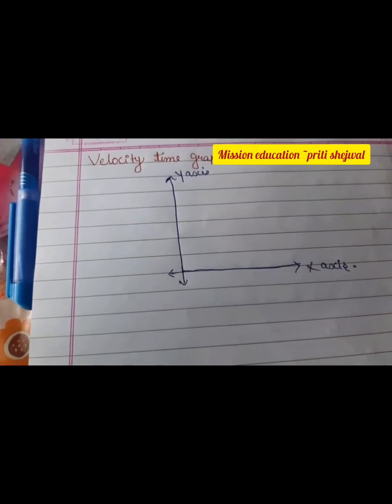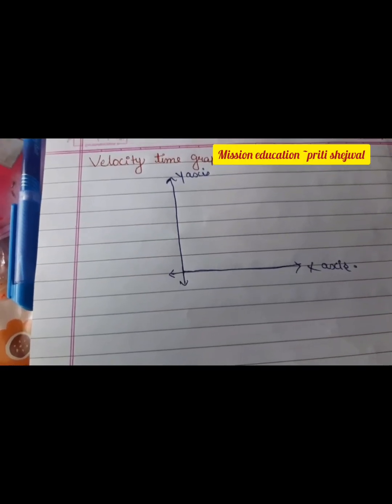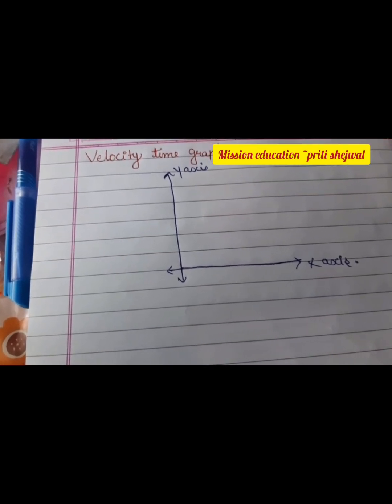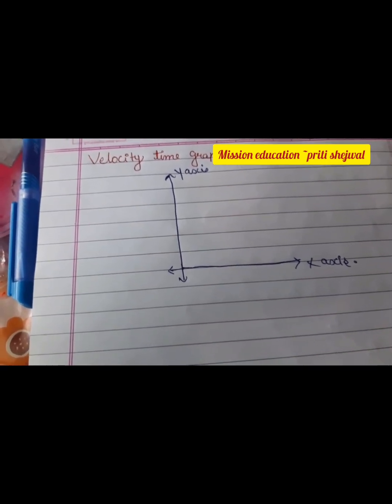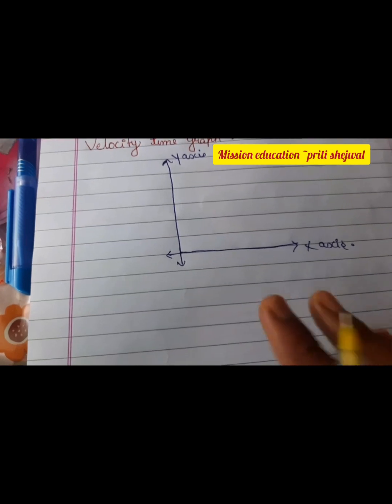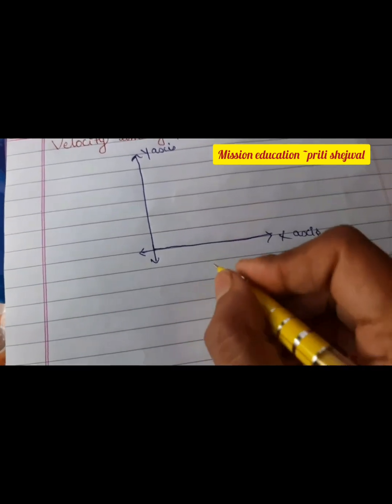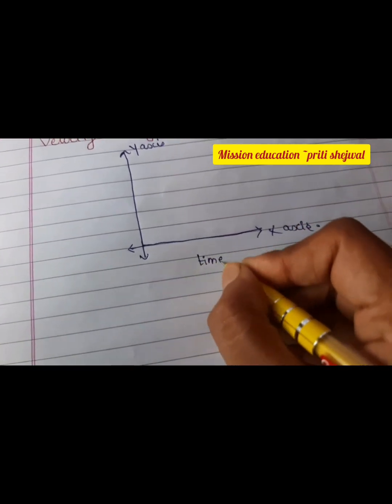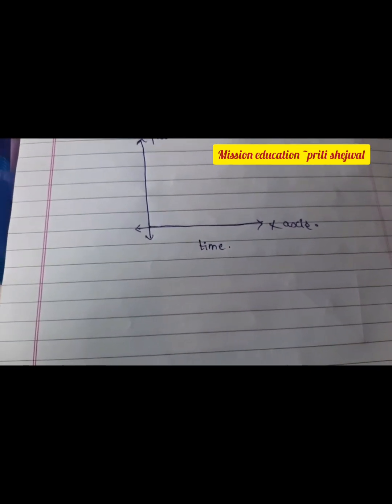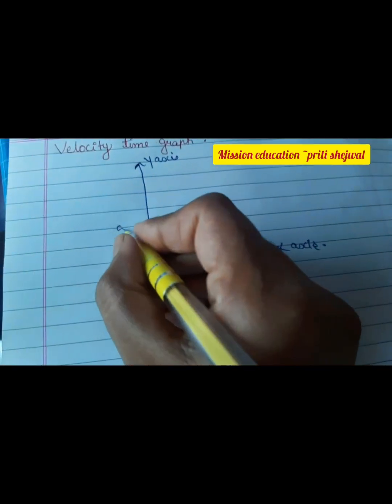Velocity time graph. On the x-axis we will take time. Why have we written time on the x-axis? Because it is an independent variable. So that's why we have taken time on the x-axis. And on the y-axis we are going to take displacement. Okay, this is the displacement.